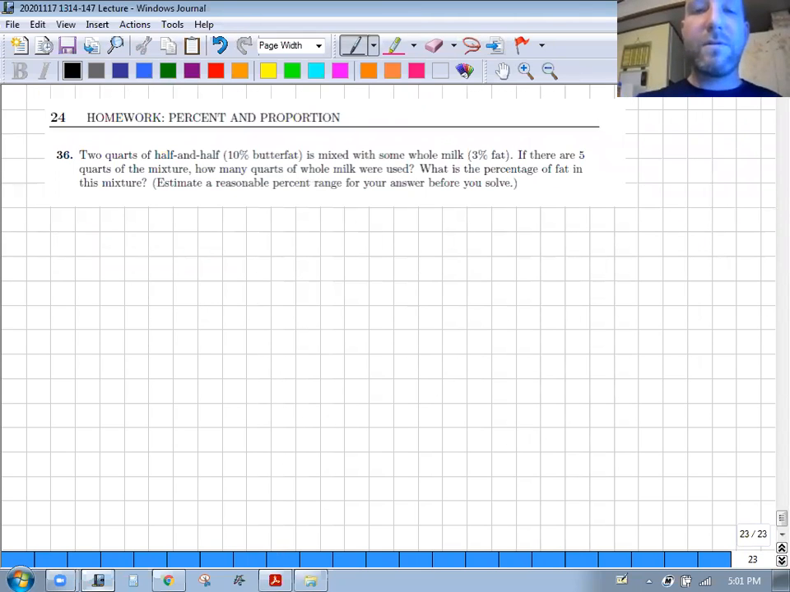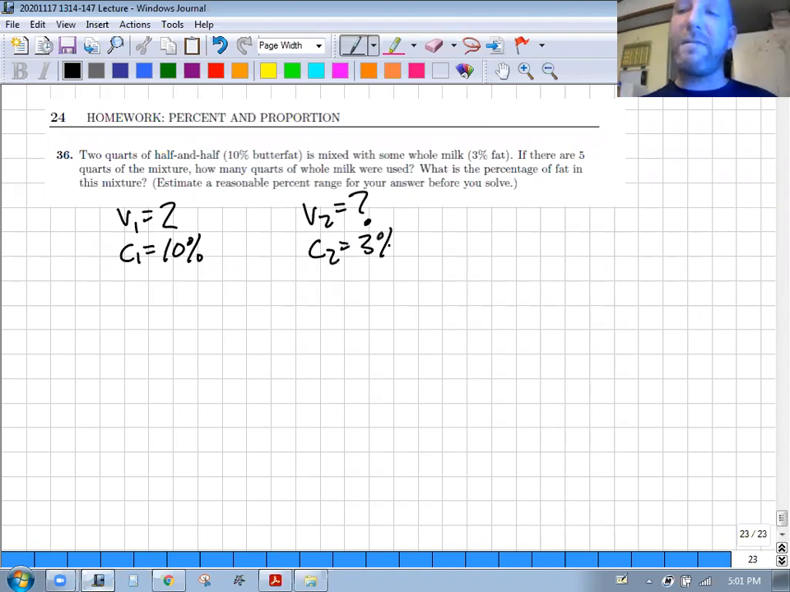Two quarts of half and half, so it's at 10% butterfat, is mixed with some whole milk. We don't know how much, just some, but it's 3% fat. If there are 5 quarts in the mixture, how many quarts of whole milk were used? Well, if there's a total of 5 and you have 2 of these, that means we had to have 3 quarts. 2 plus 3 is 5.